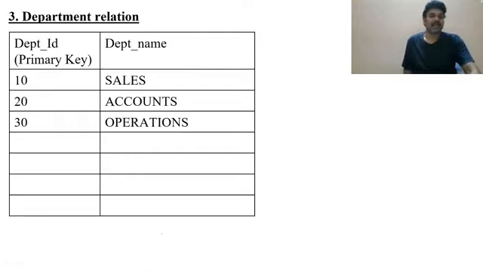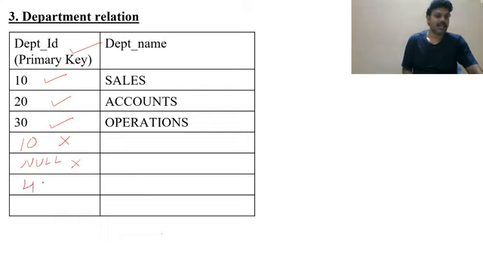Let us look at another similar relation where department ID is the primary key. So 10 and 20 and 30; if I am repeating 10, it's an error. If I am inserting a null, it is an error. If I am inserting 40, what is that, friends? Is it correct or not? Yes, it's correct because 40 is a non-redundant and non-null value.